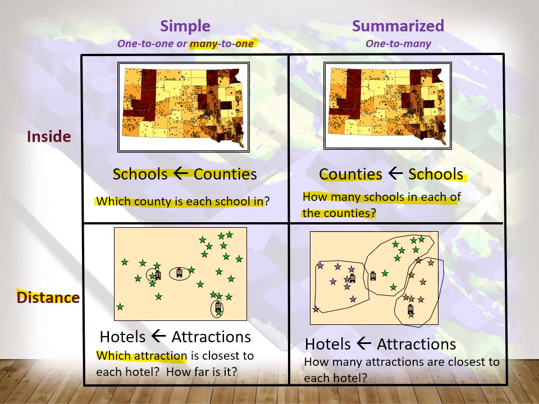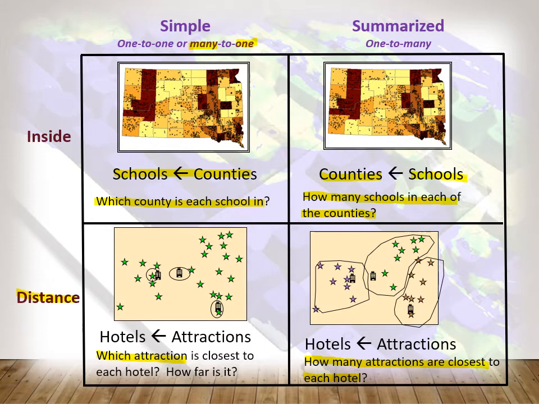However, if we want to flip this around and say how many attractions are closest to each hotel, notice we're looking at the term how many. Anytime you're looking for a numerical value like that, most likely you're going to do a summarize. That's the key thing here. But if you're just looking for which thing, usually when you're just looking for one thing that's closest to another or that's inside another, you're going to do a simple. We'll talk more about this in the lab.